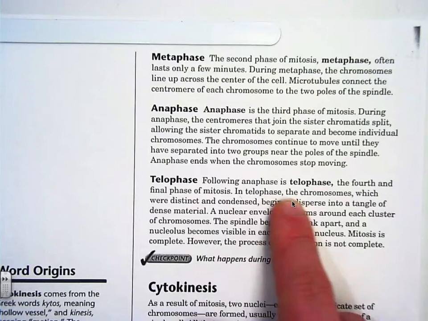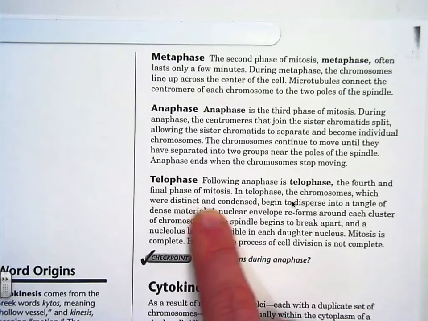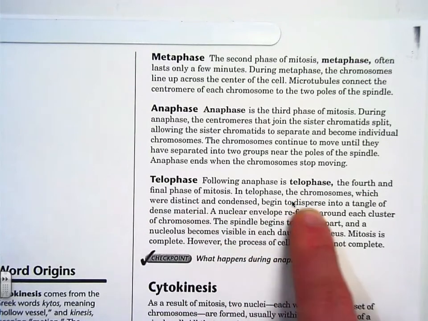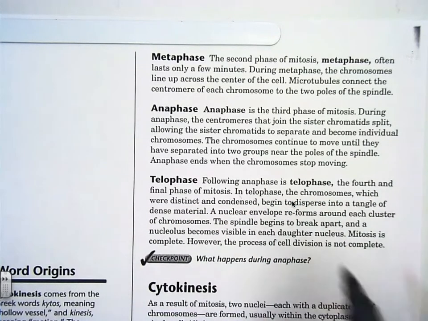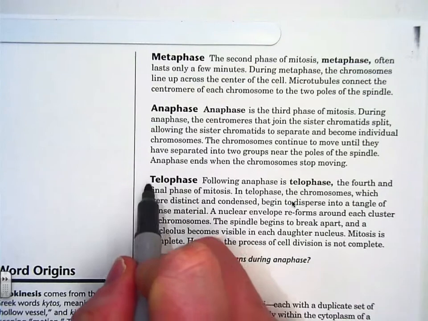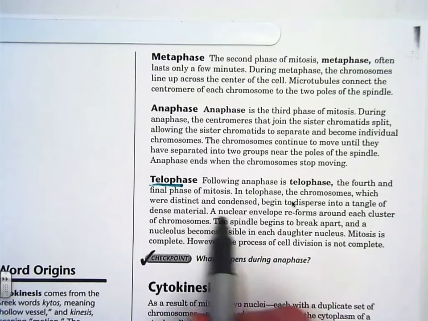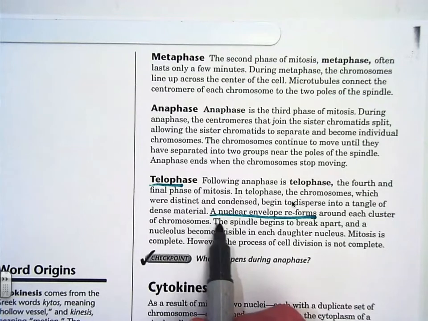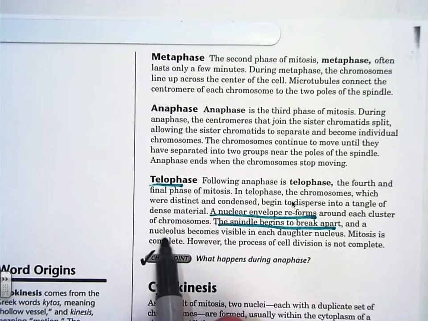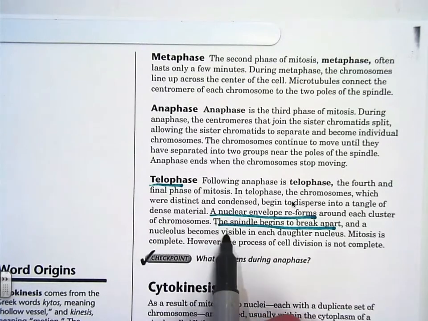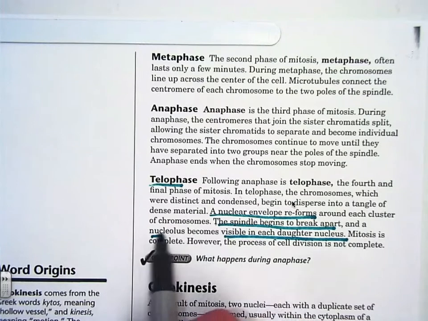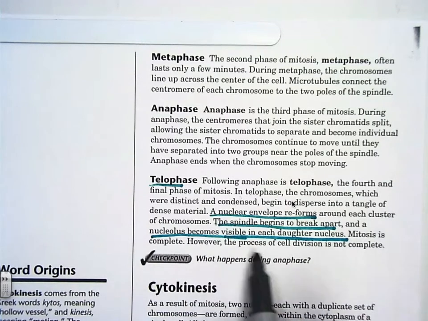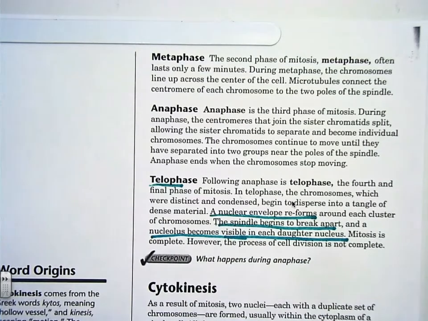In telophase, the chromosomes, which were distinct and condensed, begin to disappear into a tangle of dense material. Okay, telophase, what's happening? The nuclear envelope reforms around the chromosomes and the spindle fibers break apart and the nucleolus becomes visible in each daughter cell. Okay? Mitosis is complete. However, the process of cell division is not complete.